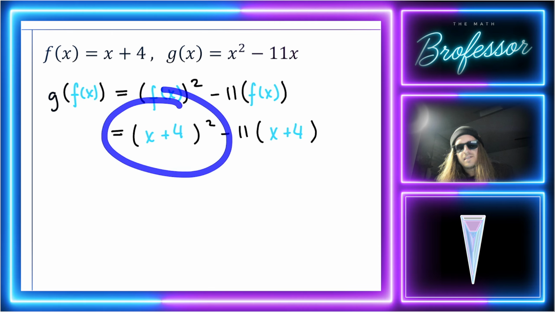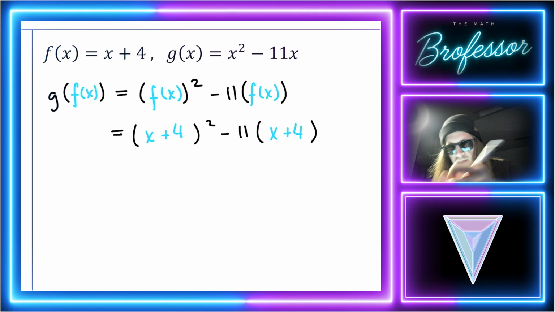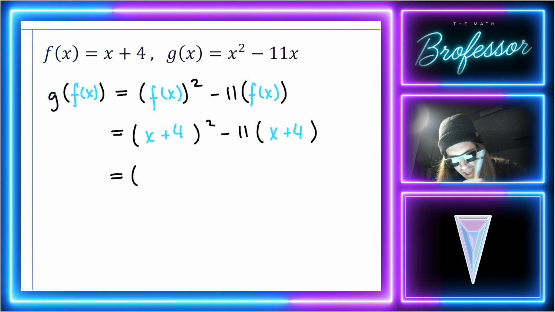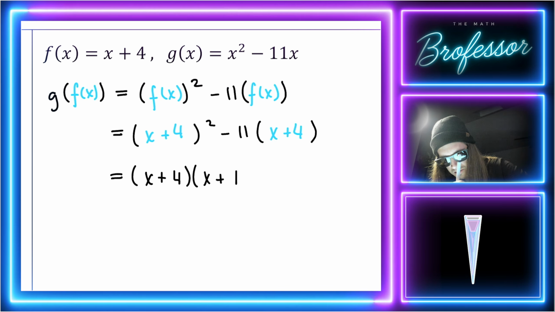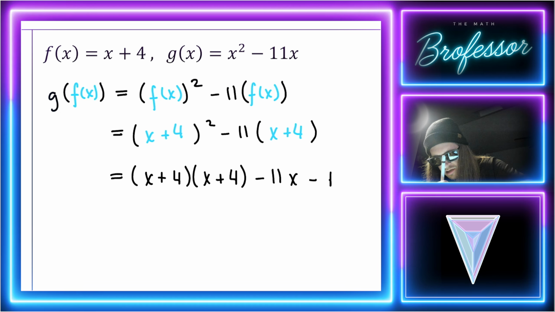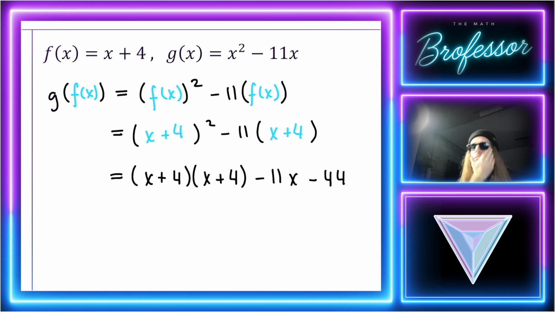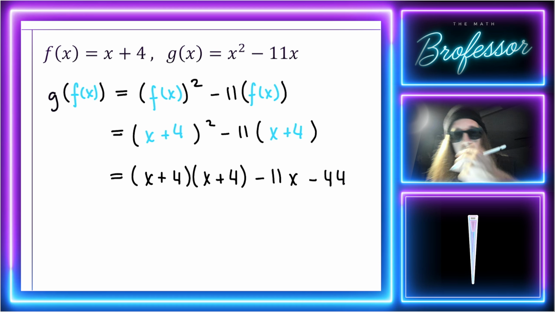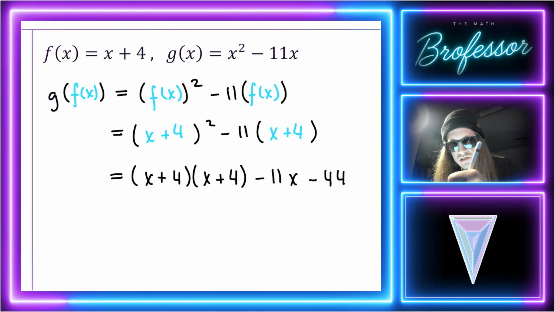Okay. Now, here's the deal right here. Let's talk about this. This is a binomial squared. This is not x squared plus 16. This is x plus 4 times x plus 4. You got to do this. Minus, we'll distribute the 11. That's 11x minus 44. Distribute the negative, right? That is a negative 11 right there. So, good. You need to FOIL this. And I will go in detail right now. This is the one and only time I'm going to go slow on this video.